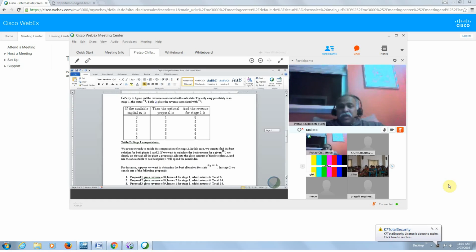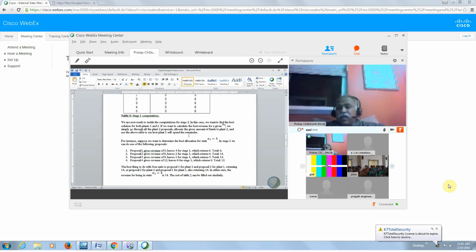Okay, so once we do that, we are done with stage 1. Now we are going to go to stage 2. Stage 2 is what? Plant 2, right? So now we have to figure out what is the best solution, because plant 1 is done. So now we have to see, combining with plant 2, what is the best solution. So we go through all the plant 2 proposals, allocate the given amount of funds to plant 2, and use the above table to see how plant 1 will spend the remainder. So you're taking the data information for both the plants together. That is what you're doing there.